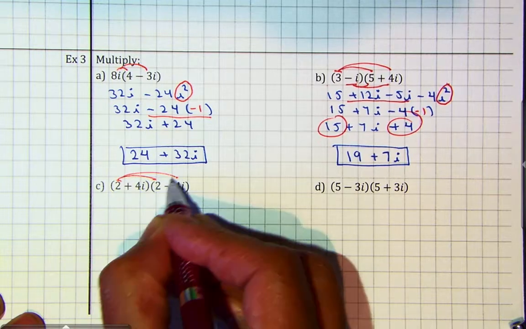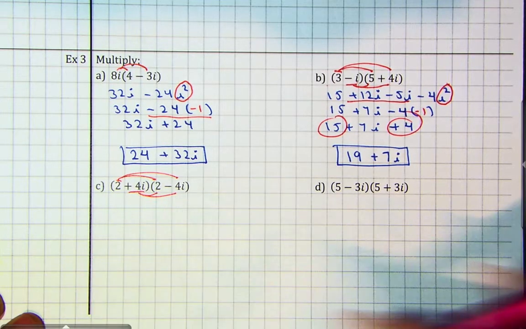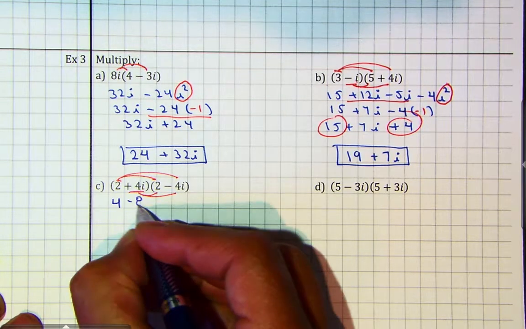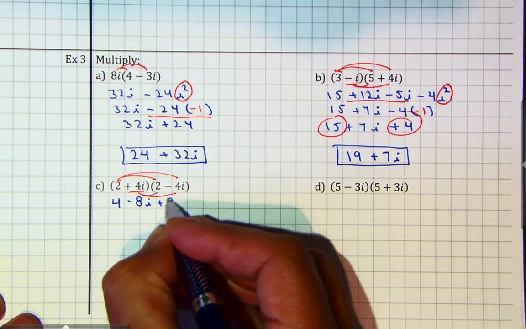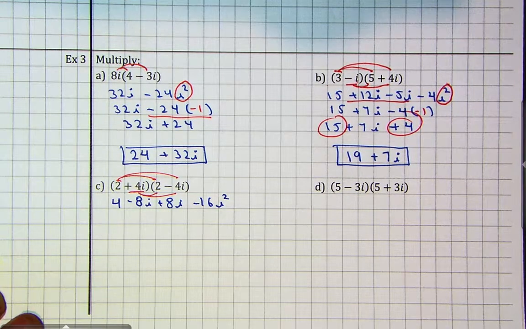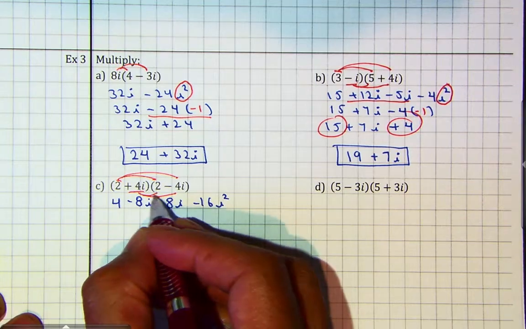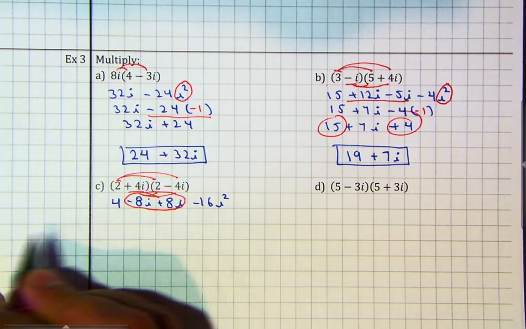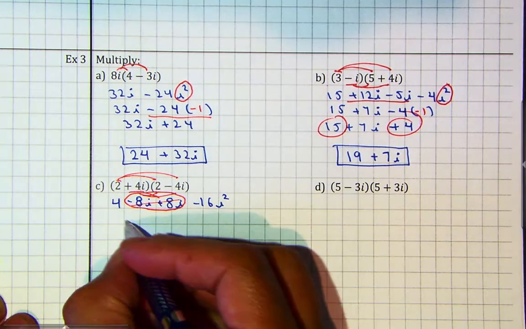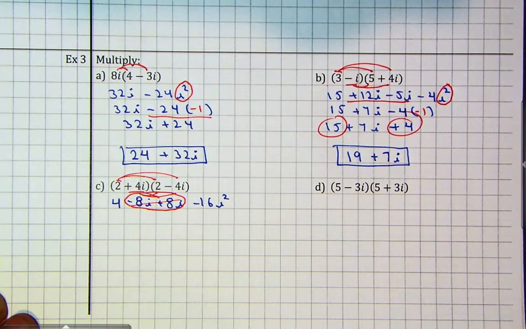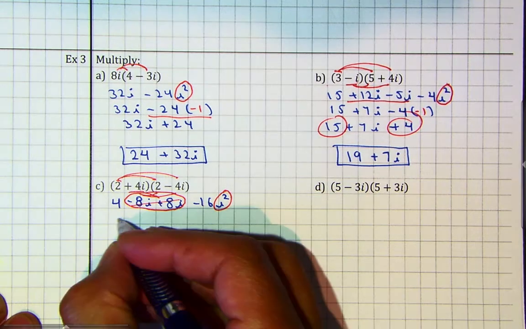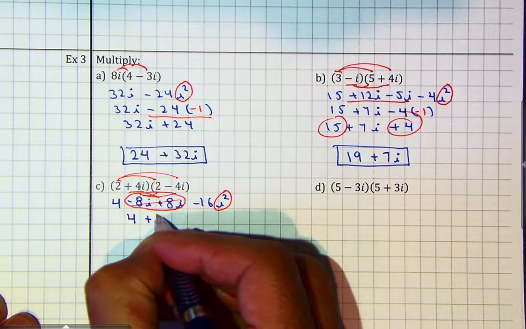In this case, I'm going to use my distributive property to multiply the 2, then the 4, so it gives me 4 minus 8i plus 8i minus 16i squared. I'm going to combine my middle terms, and what happens? They cancel. So it gives me 0i, and i squared is equal to negative 1, so the negative times the negative gives me a positive. It gives me 4 plus 16, which is 20.